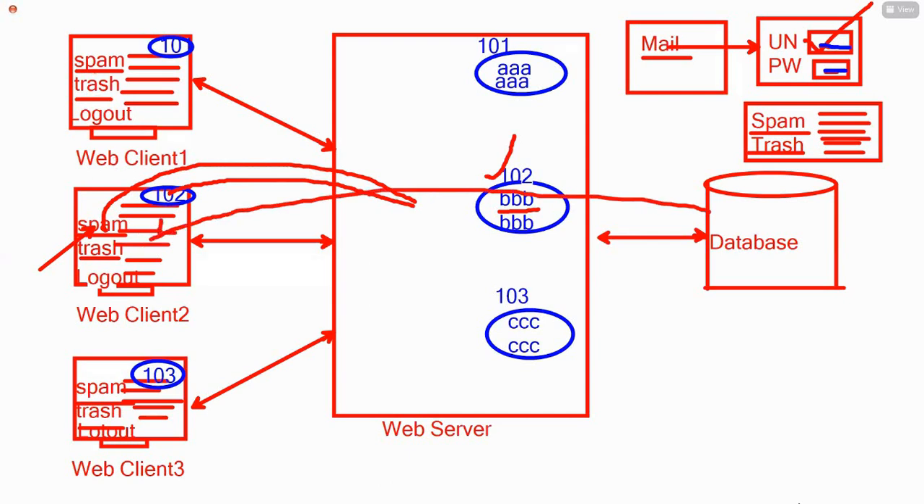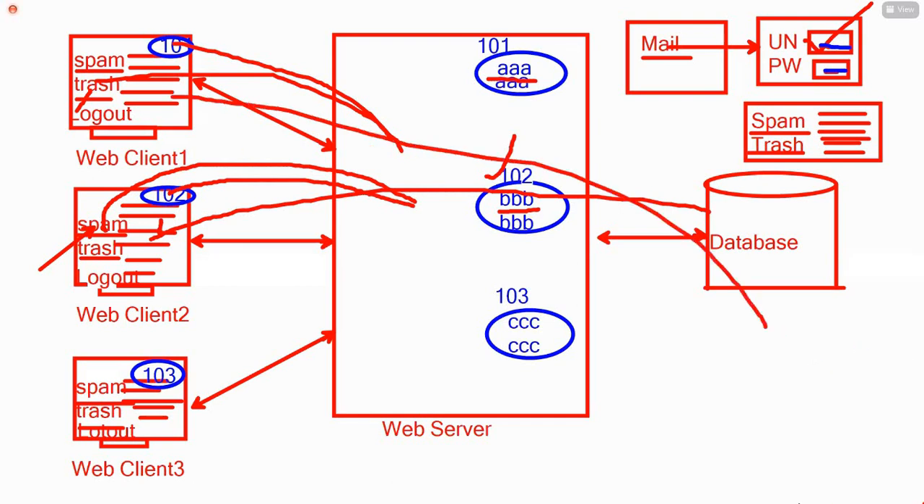Suppose you click trash. With that trash, what will happen? 101 comes. Then the server will understand 101 matched. This is clicked by the AAA user. Then the server will send the AAA spam trash box. Suppose this person clicked logout. When he clicked logout, then the logout request comes. With that, 103 comes. Then it is vanished. Then the response comes, and here also it is vanished.